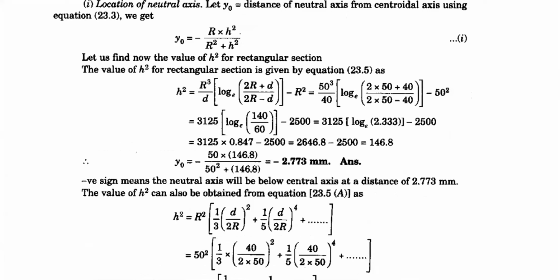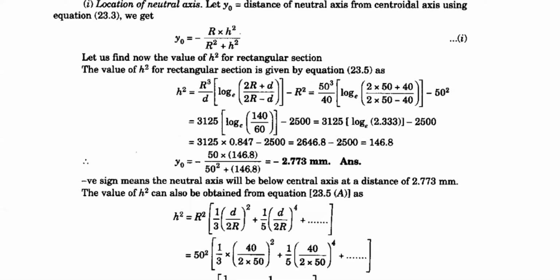I hope you understand this y naught value. What does the negative mean? We already explained the meaning of the negative. The neutral axis will be below the central axis, and it is at a distance of 2.773 mm. Okay, very good.